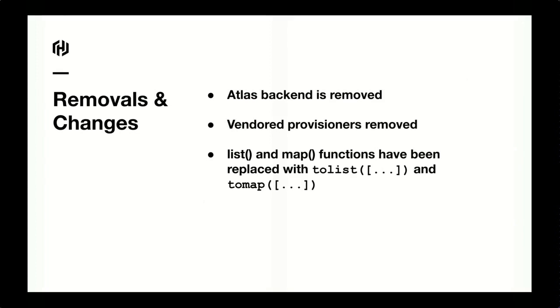The list and map functions have been replaced. So they were deprecated when 0.12 came out with more strongly typed variables, and those have been replaced if you need them with toList and toMap, and hopefully there's been enough time between that your configuration won't be stuck in the middle with any of these.